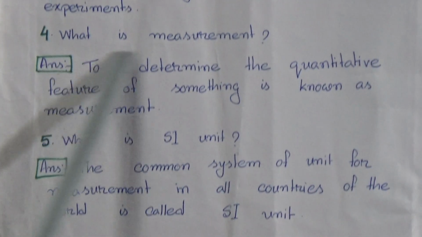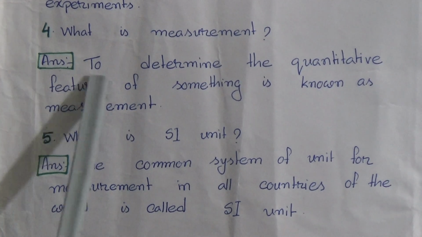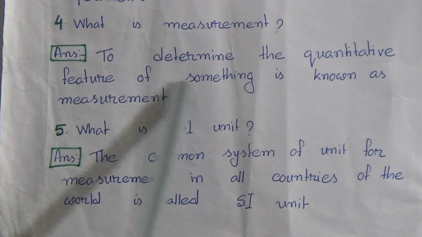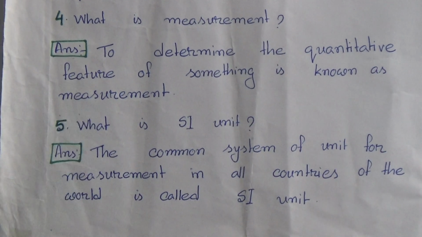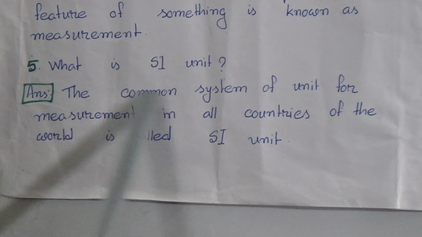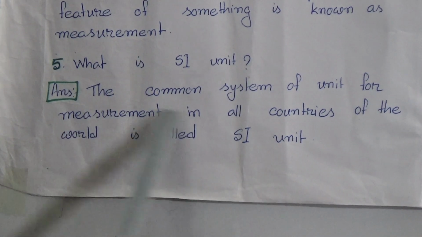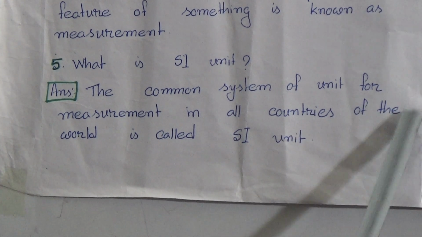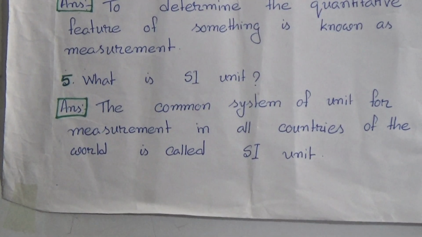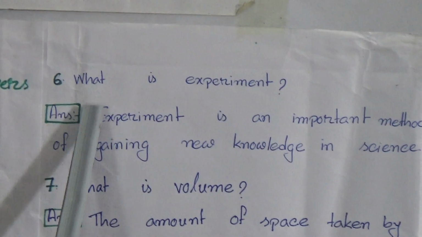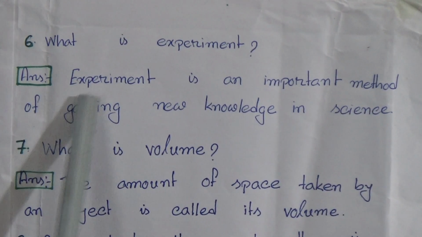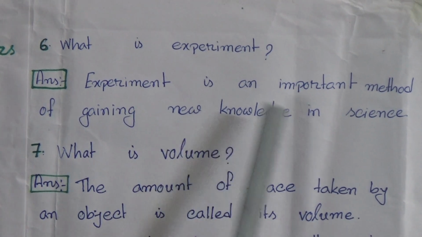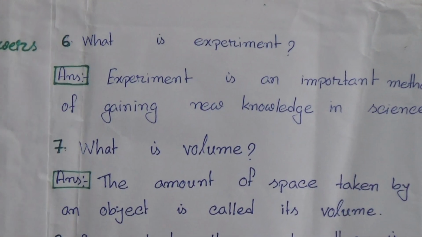And number 4, what is measurement? Answer: to determine the quantitative feature of something is known as measurement. Number 5 question, what is SI unit? Answer: the common system of unit for measurement in all countries of the world is called SI unit. Number 6 question, what is experiment? Answer: experiment is an important method of gaining new knowledge in science.